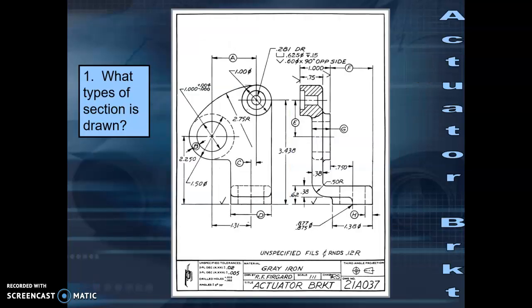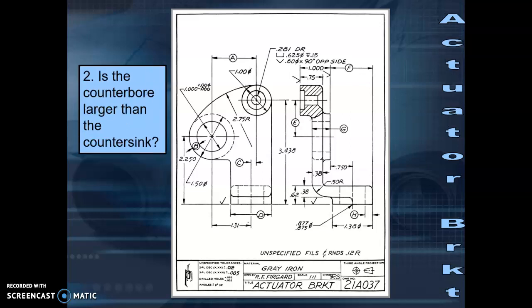Let's look at a few more examples. The type of section shown here, we've got this short break line where we're only seeing section lines above that. So this is a broken out section. Is the counterbore larger than the countersink? So we have to look at the symbols. Here's the counterbore symbol. It's 0.625 in diameter, and the countersink is 0.60. So the countersink is smaller. So when it asks, is the counterbore larger? The answer is yes.